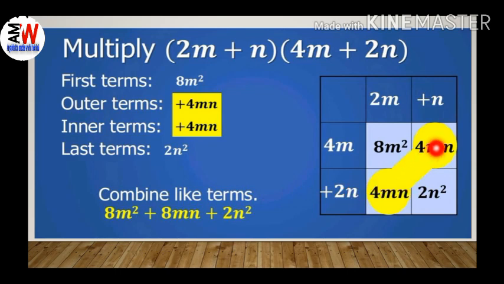The like terms are in yellow color, 4mn plus 4mn. How much is it? 8mn. Both are plus, so you have to add them. Like terms you have to add. Next we go to plus 2n square. So, the answer is 8m square plus 8mn plus 2n square. 8m square and 2n square are single terms, so we put them as they are.